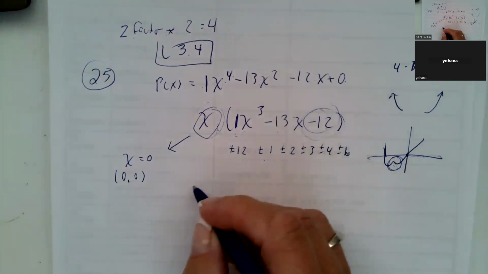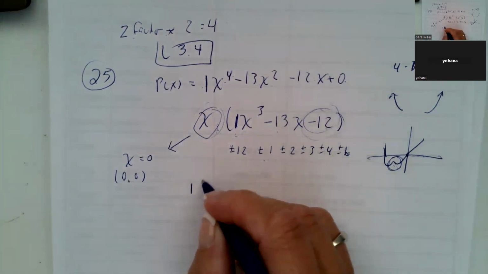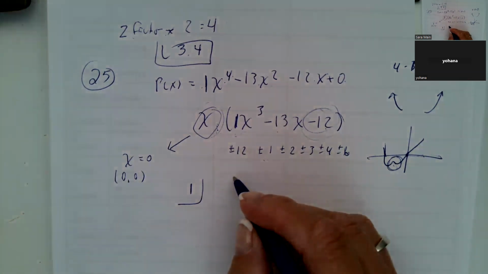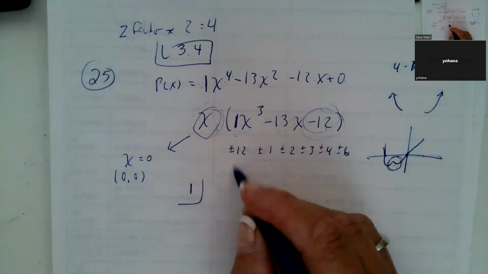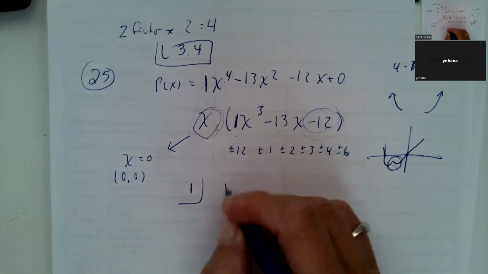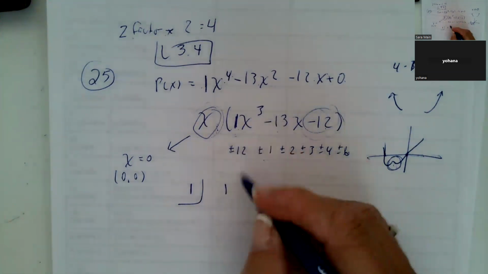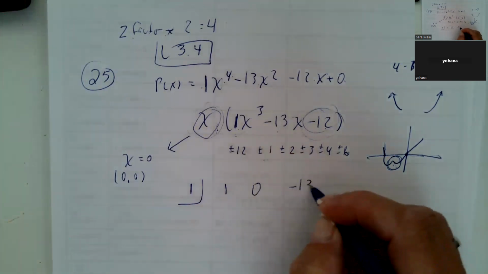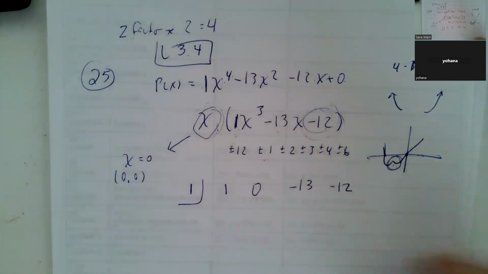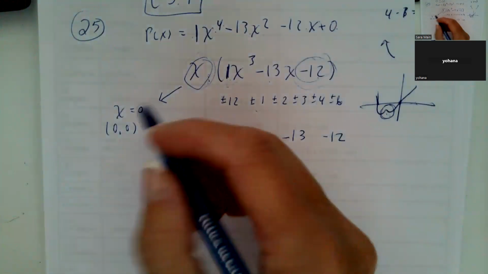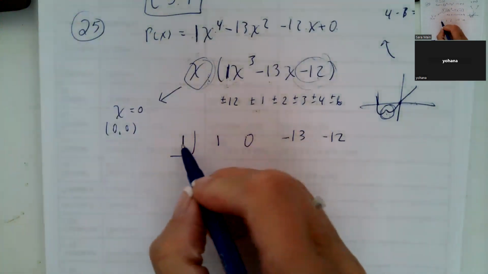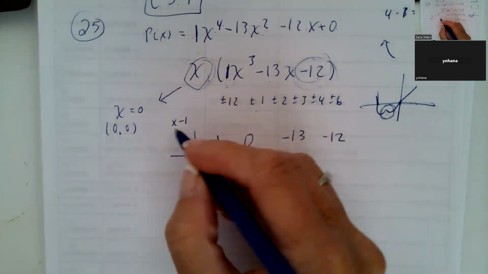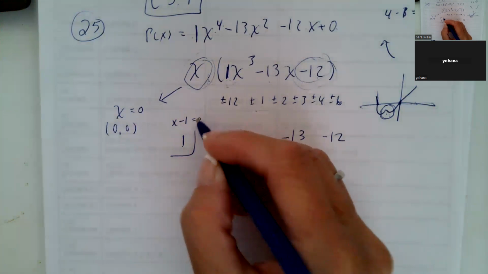And I'm going to start with the easiest one, a factor of 1. So if 1 is a root, I'm going to use synthetic division here. I'm going to use 1, and then I don't have a square term, so I have to use 0 on the synthetic, and then a negative 13 and a negative 12. If 1 is a root, that means x minus 1 is a factor, because remember, I have to set it equal to 0.